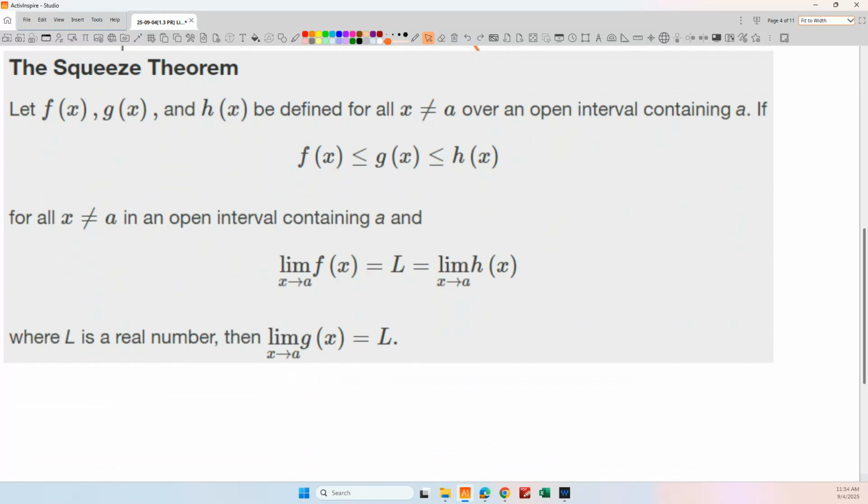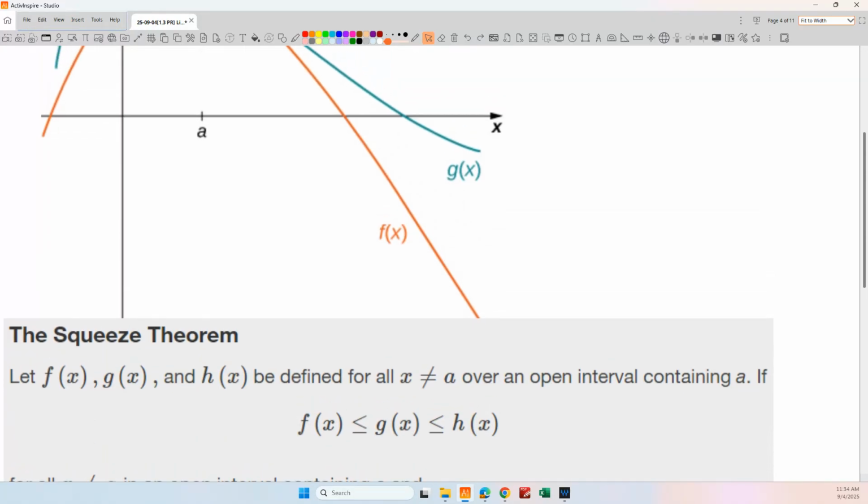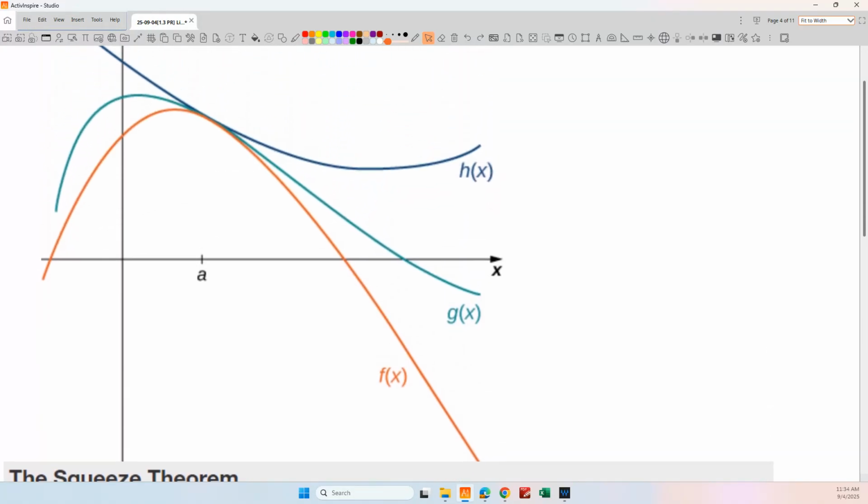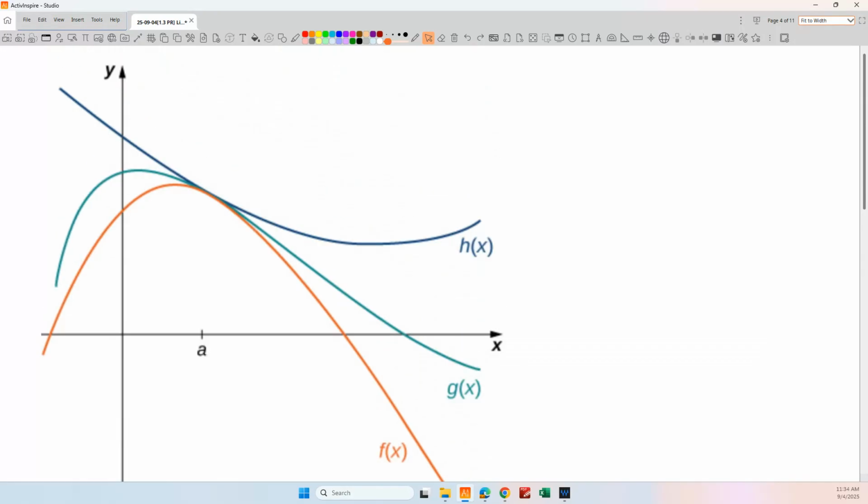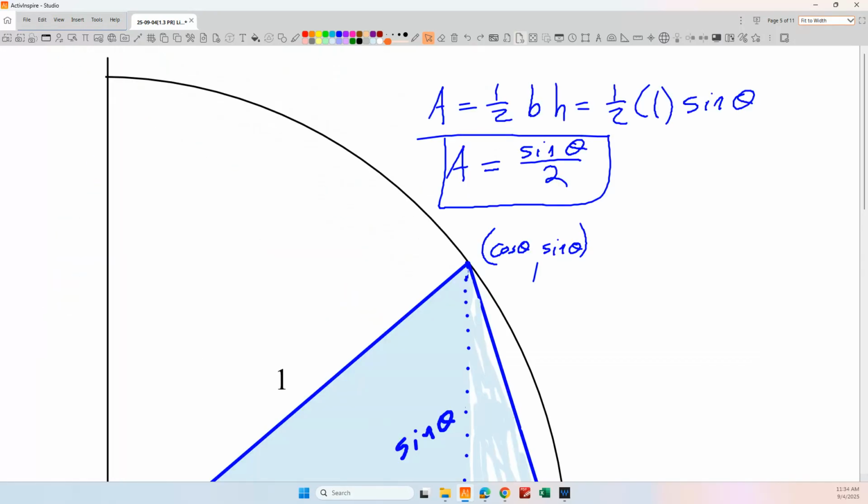If that's true, and we know that the limit of f of x as x approaches a is L, and the limit of h of x as x approaches a is L, if both of those limits converge to the same value, then doesn't it make sense that the limit of g of x is going to have to be squeezed to that same value if it's bracketed by those two functions? Everybody get that? Okay. That's our squeeze theorem. Really valuable theorem. It seems like it's just pretty much common sense, but very valuable. Okay, we're going to use that.